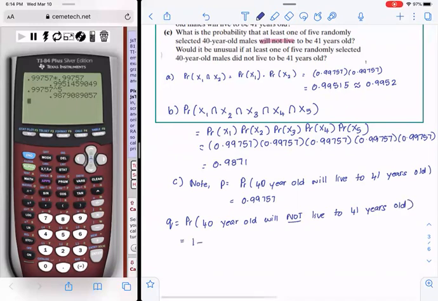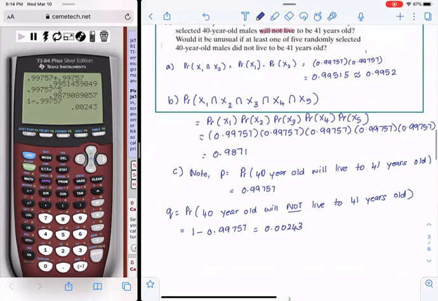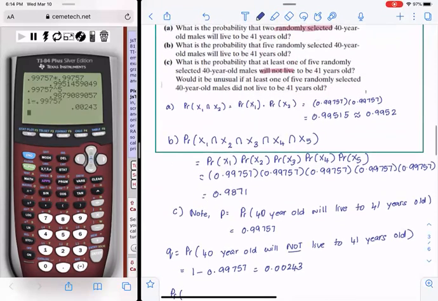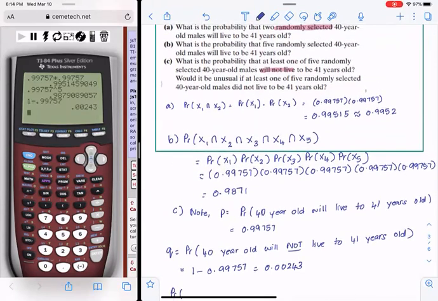So using the complementary rule, we would have 1 minus 0.99757, that would give us 0.00243. Now that is the probability of focus. The question now wants to know the probability that at least one of the 5 randomly selected 40-year-old males will not live to be 41 years old.